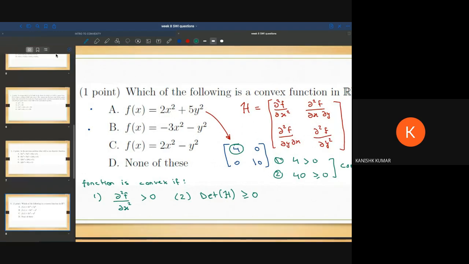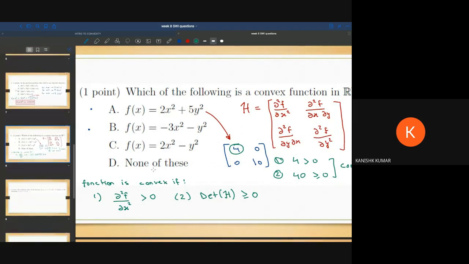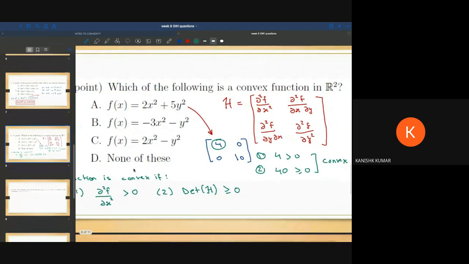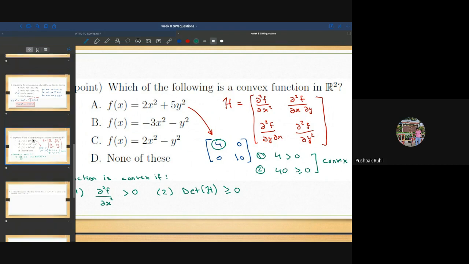Now, what if we have three different variables x, y, and z? In that case, you will get a 3 cross 3 matrix. There is another method as well. I'm not very sure of the rule for 3 cross 3, but in that particular case, we have two more methods in which you can check for a convex function. I'll try to describe them after I'm done with this question.